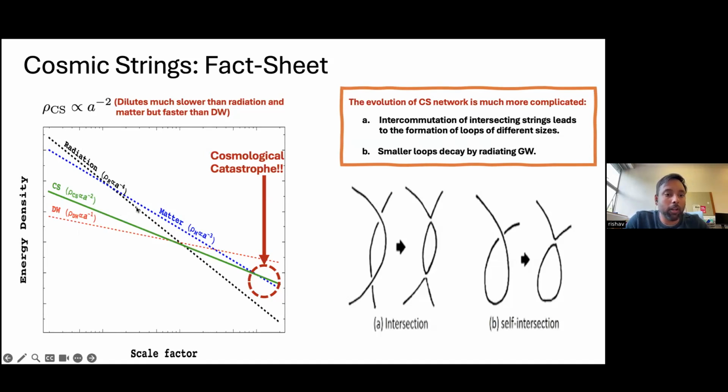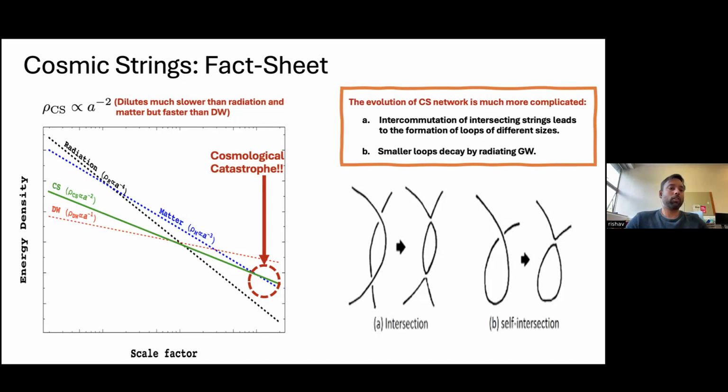So again, the blue and black lines correspond to the matter and radiation energy density. The red dashed line is domain wall, and the green solid line shows the variation of energy density for the cosmic string. And you see, even if it is a bit faster than domain wall, it can actually dominate the energy budget of the universe at a later stage.